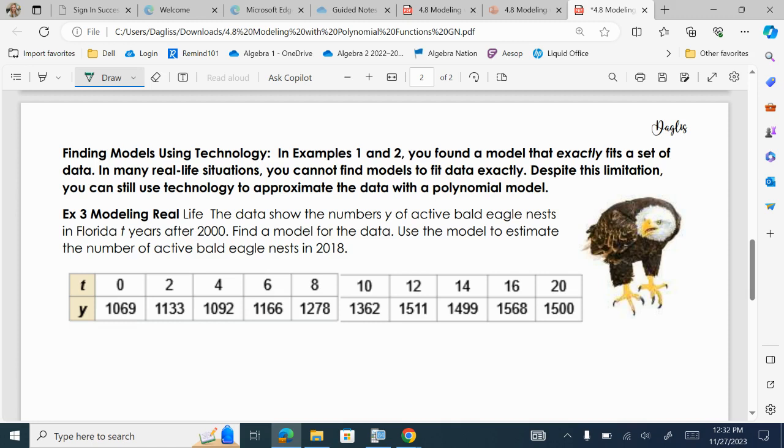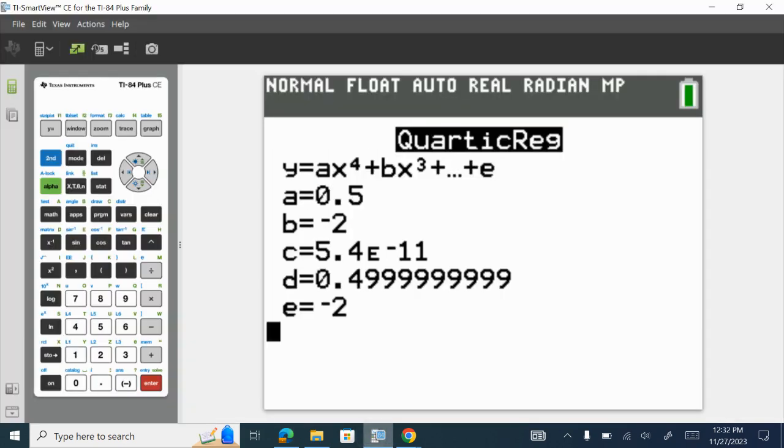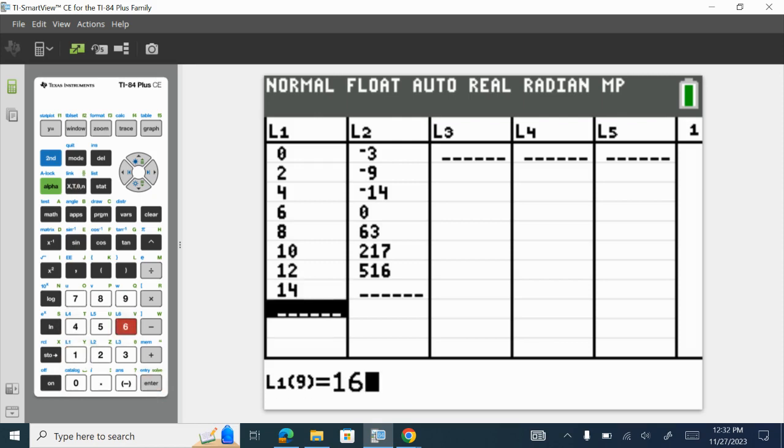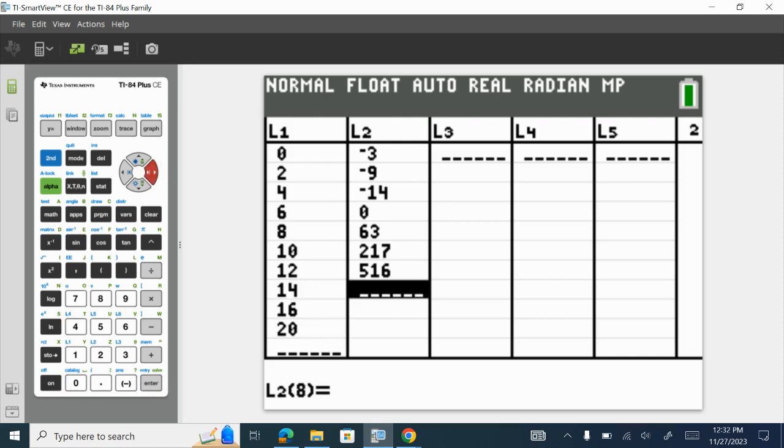Okay, so we're not going to find our differences. We're going to go straight to our calculator and put in L1, L2. Okay, something else is going to show us a trend. Before that happens, put in your new data. Here goes 0, 2, 4, 6, 8, 10, 12, 14, 16, and then 20. It skips 18, so watch out.